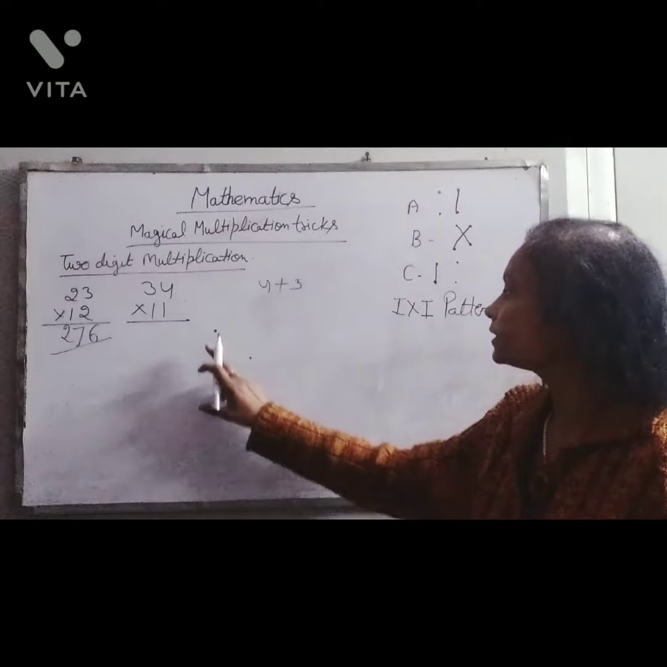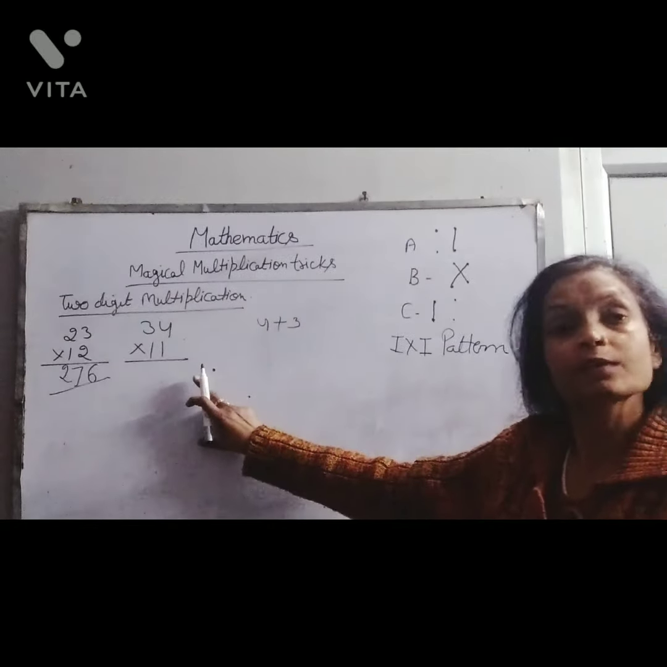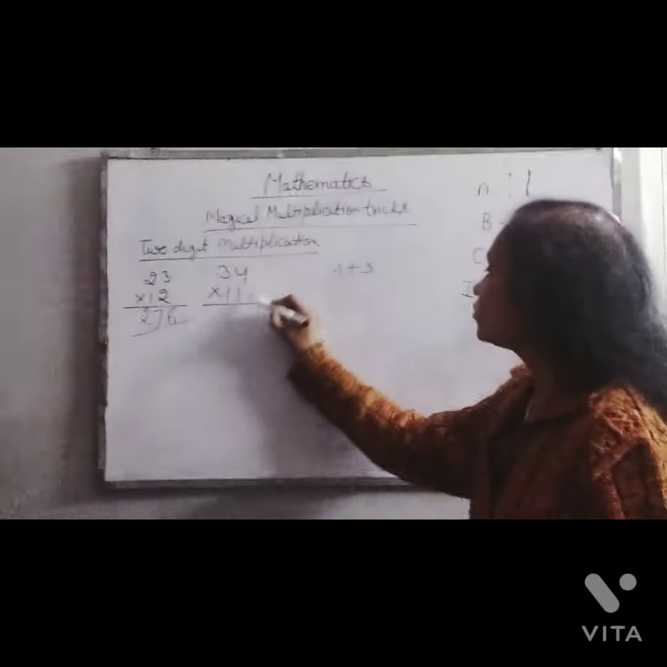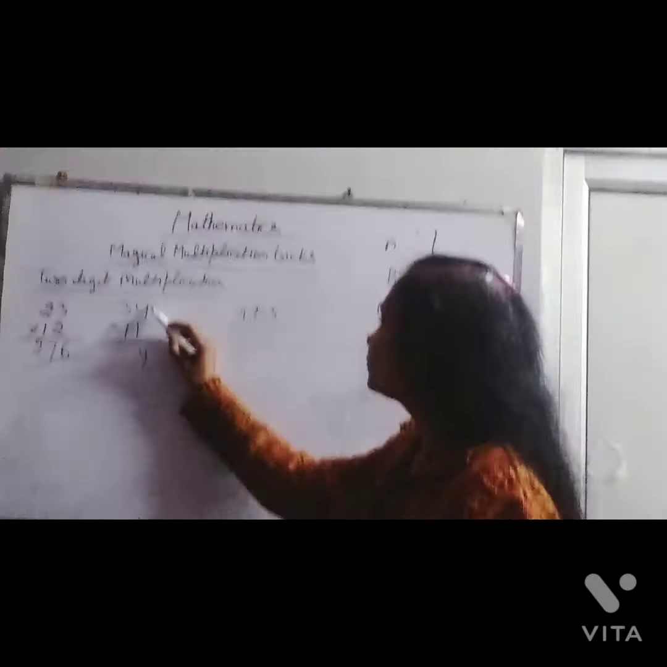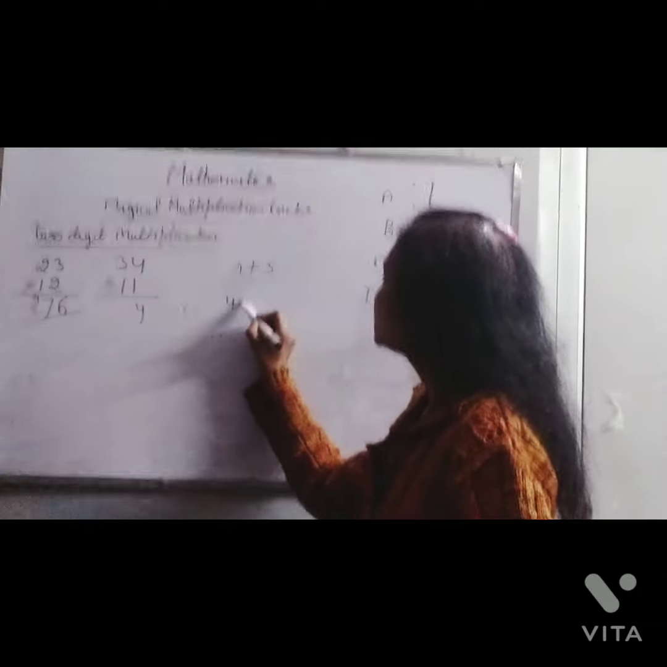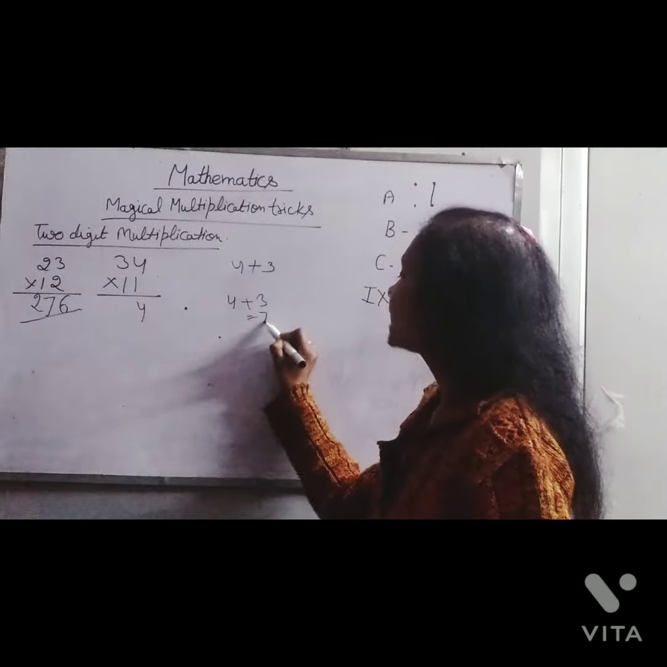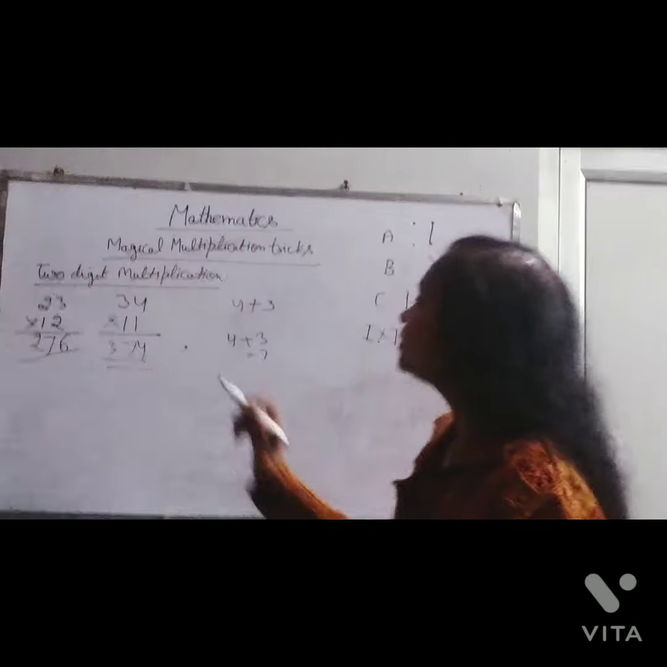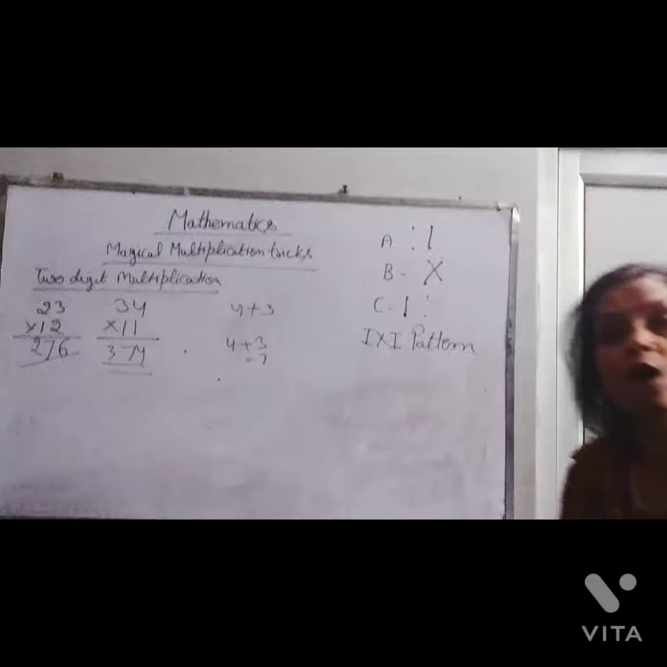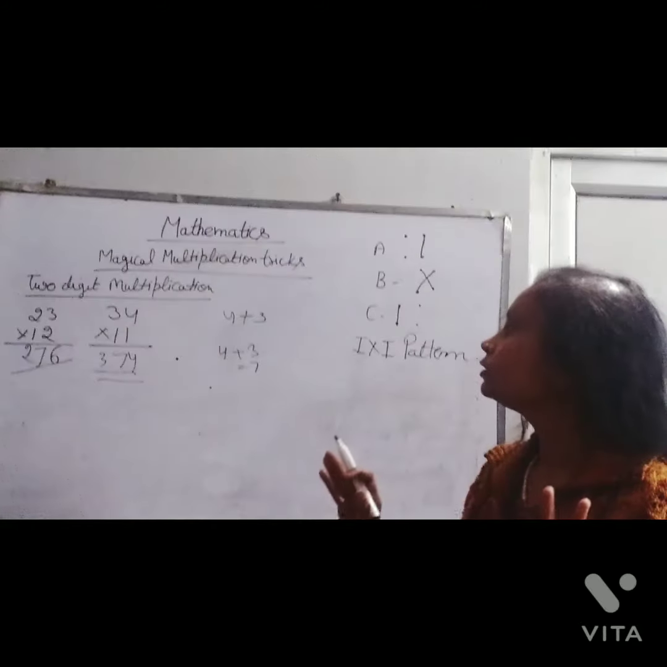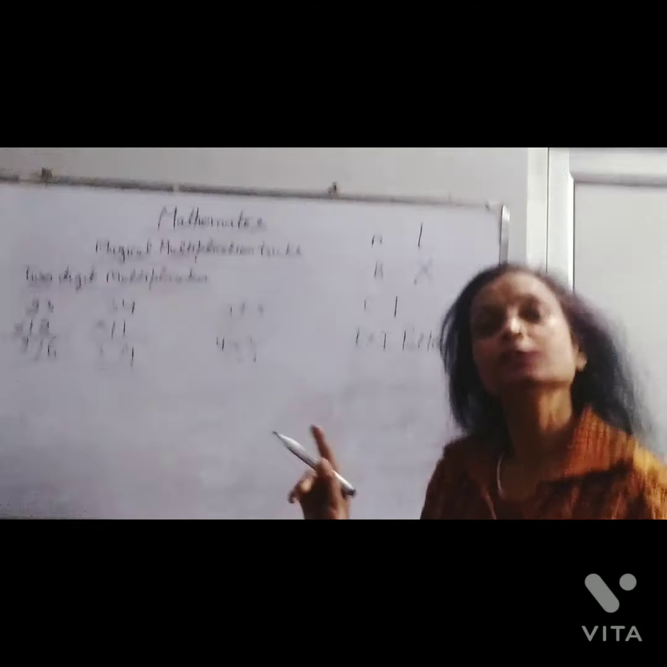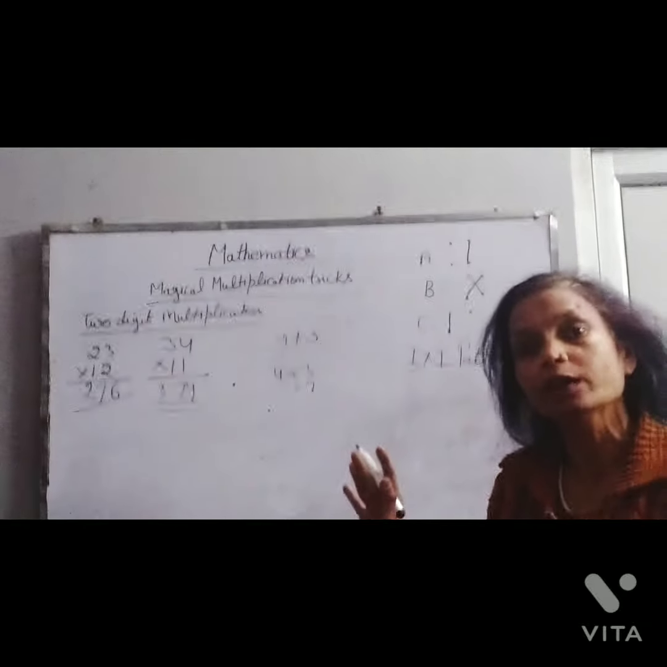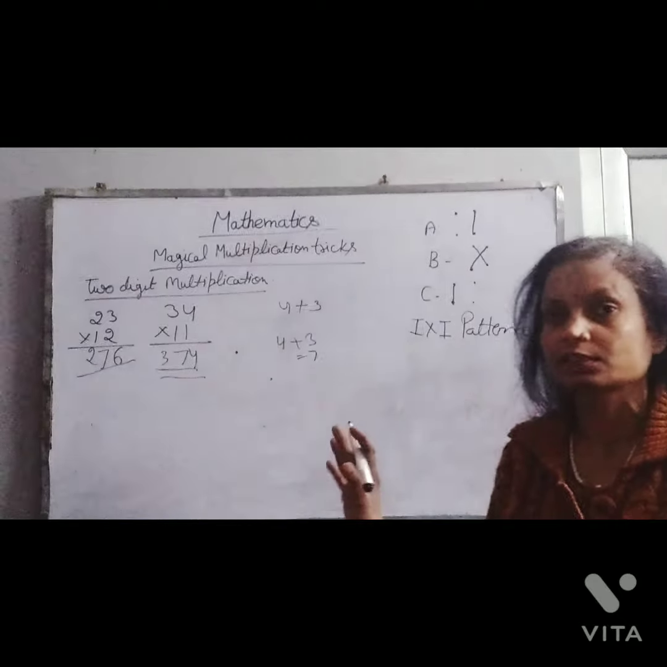Let us see another method. Now the next one. First, 1 4s are 4. 1 3s are 3. 4 plus 3, 7. And 1 3s are 3. So students, by following this method you can solve any 2-digit multiplication. Have you got it? Okay, that's nice.